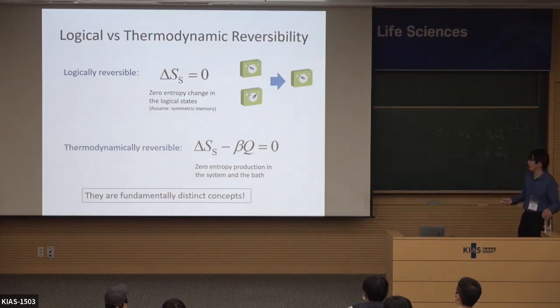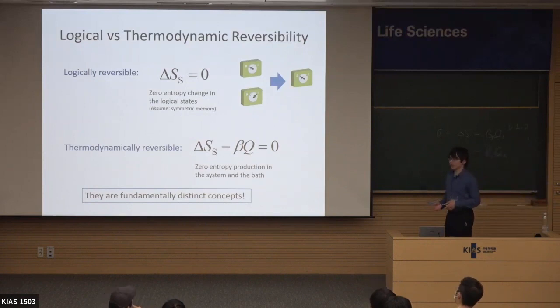For thermodynamics, we need to add the heat term here, and the Shannon entropy change minus the heat term is zero. That's thermodynamic reversibility. On the other hand, logical reversibility is just about the memory state. So they are, of course, different concepts, and there's no logical relationship between them. We can say that information erasure is logically irreversible, but it can be done in a thermodynamically reversible way. If the erasure is very slow, then delta S is minus log 2 and Q is log 2, so the entropy production is zero, but the Shannon information alone is decreased. That's the difference between logical reversibility and thermodynamic reversibility.